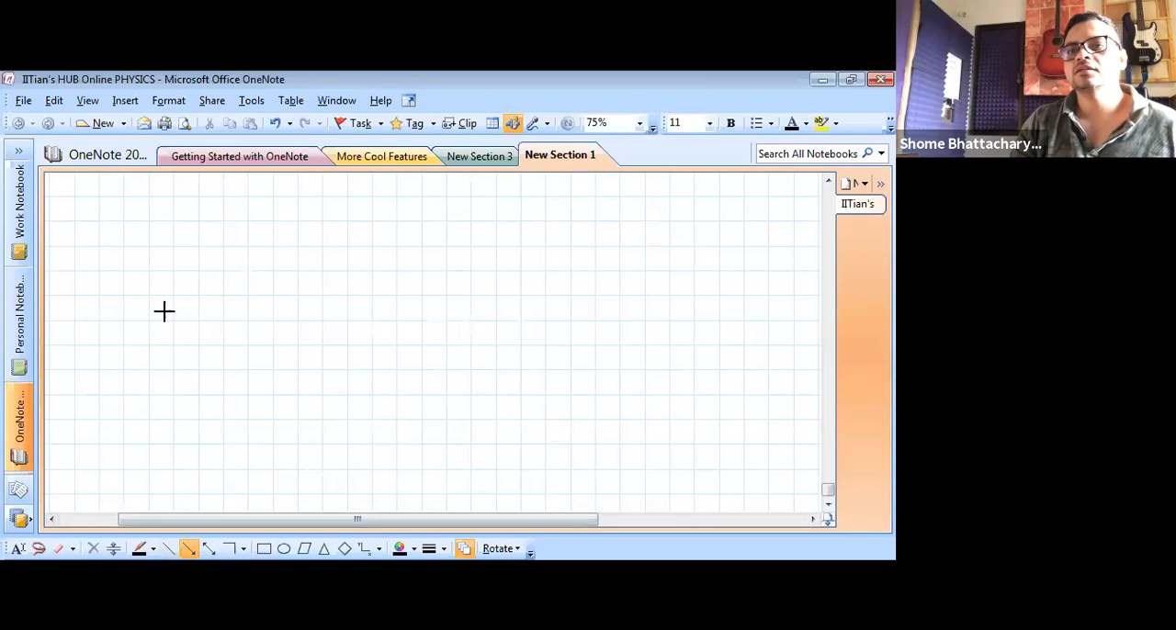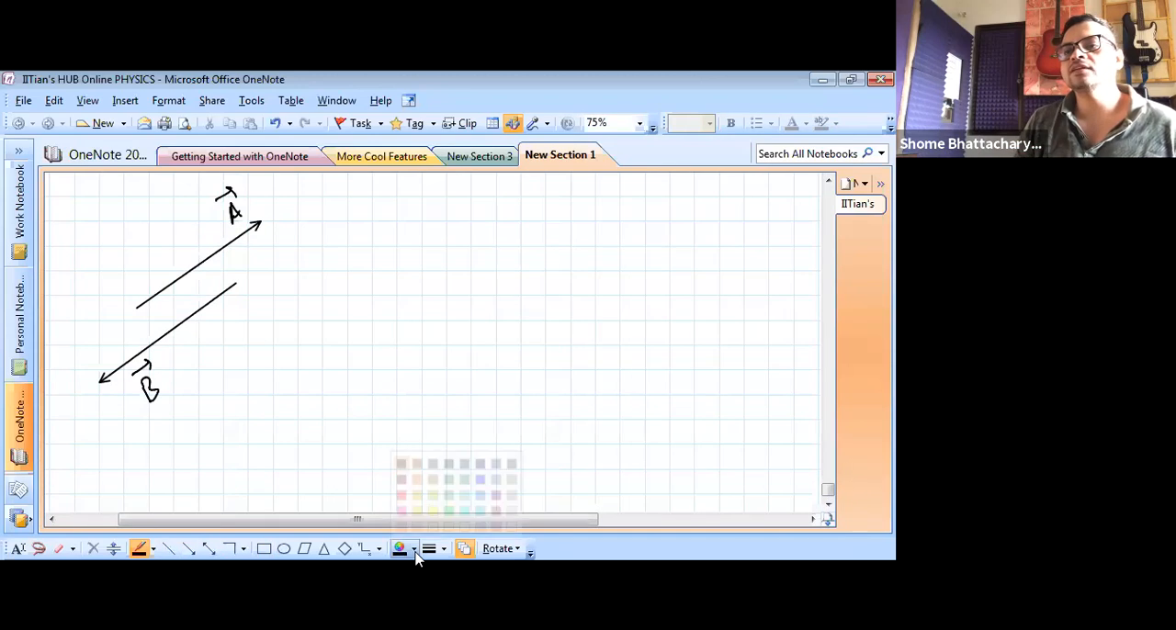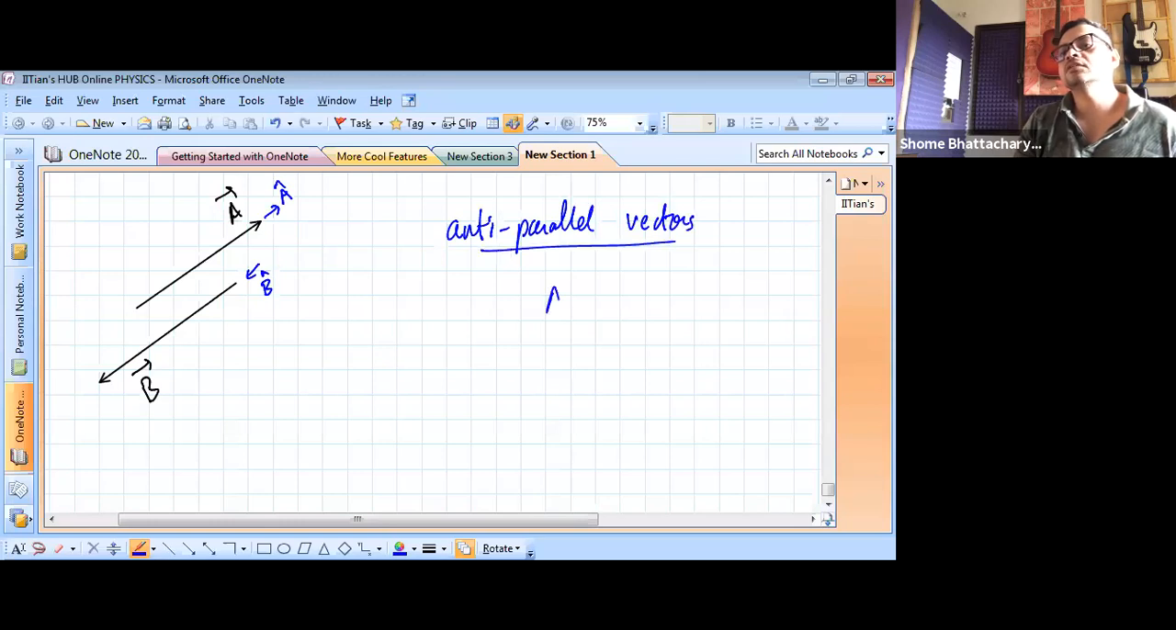If the vectors are anti-parallel, you see that one vector is like this, so the other vector has to be in the opposite direction. So this is vector A, this is vector B. Then a unit vector along A will be like this, this will be A cap, and a unit vector along B will be like this. So they are anti-parallel, so what is the condition? The unit vector of A should be opposite to the unit vector of B. So when you solve this, vector A upon A should be equal to minus of vector B upon B.